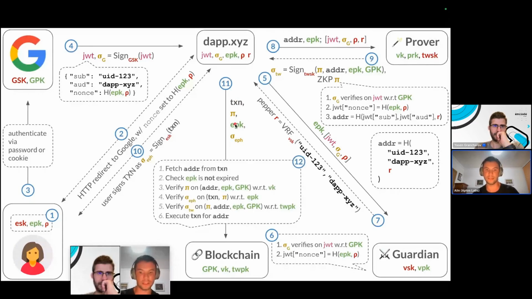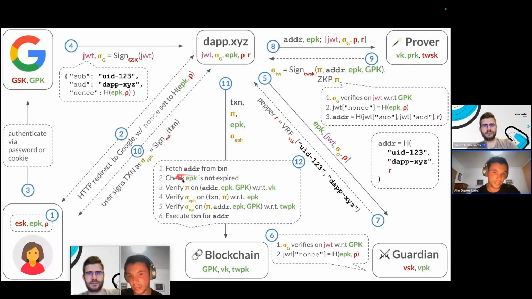So what does the blockchain do when it sees such a transaction and its keyless signature? Well, it first fetches the address from the transaction that it's transacting on, and it's checking that the EPK is not expired, like we touched on before. It's verifying the zero knowledge proof on the public statement. So verifying that signing rights for this address are delegated to the EPK under Google's public key, vouching for this delegation. And it's verifying the ephemeral signature on the transaction and the ZKP. We also signed the ZKP with the ephemeral signature actually because of non-malleability reasons.